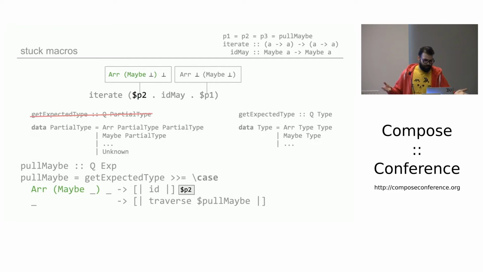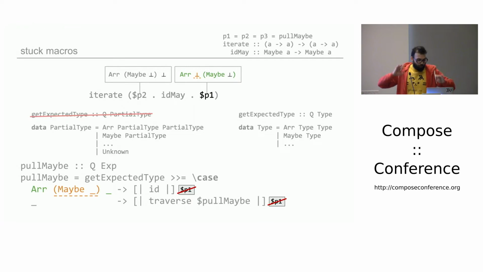So the pattern match succeeds and we produce identity. So that's what happens for $p2. But for $p1, something else happens. We are trying to pattern match on the bottom using maybe underscore. How can we figure out whether bottom is the same as maybe underscore? Well, we need to force the bottom, which would normally throw an exception.